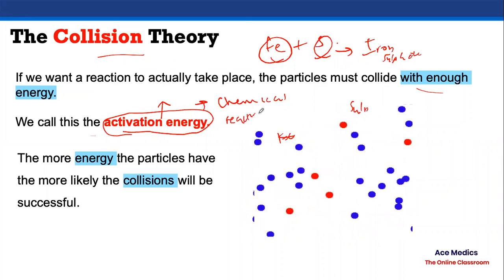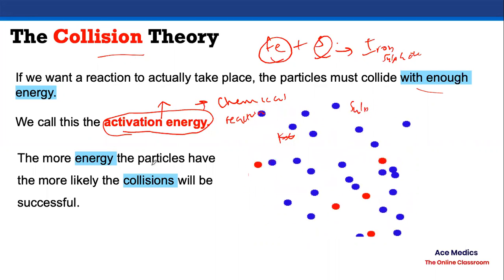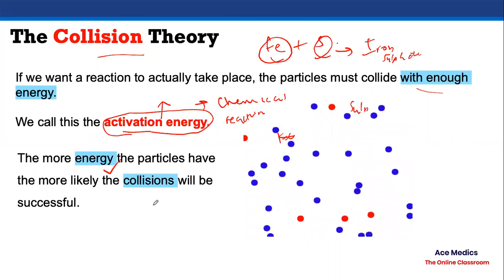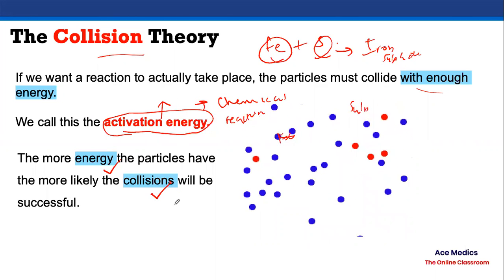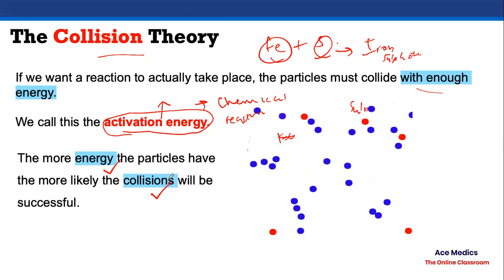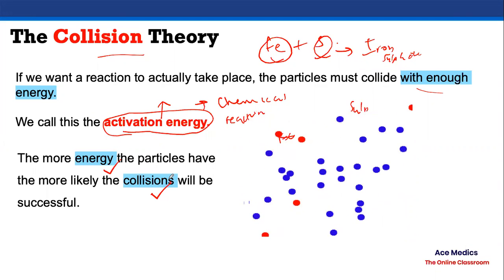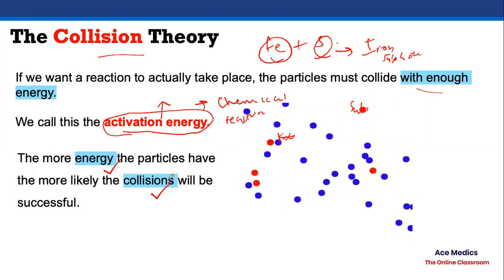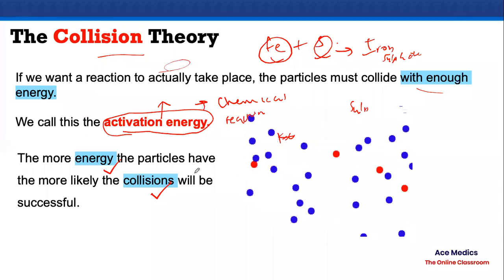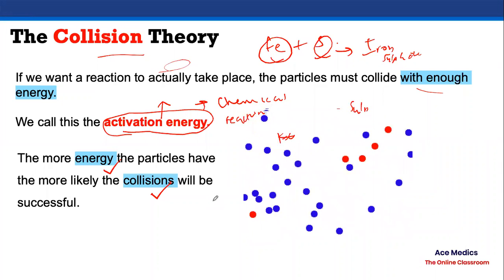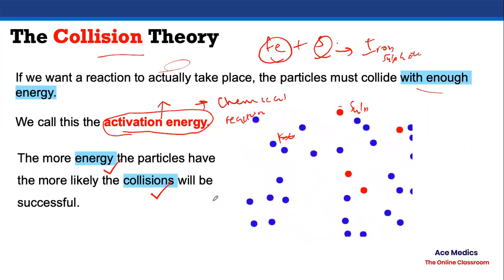Okay, so that is the collision theory. They need to collide with each other with enough activation energy, and the more energy the particles have, the more likely the collisions will be successful. So if you have that more energy and you have that actual activation energy, when they do actually collide, that means they will all react together and the collision will be successful. And so that's a concept that we have to understand with any chemical reaction, that the particles need to collide with activation energy for that collision and that reaction to be successful, okay?